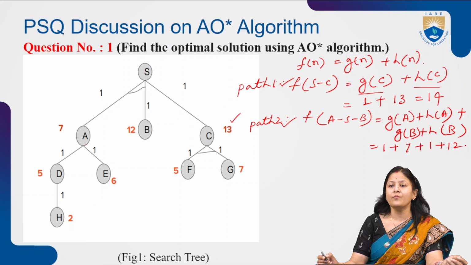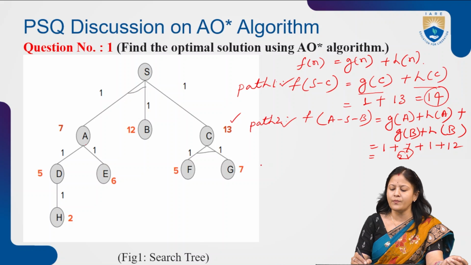The heuristic value of B is given as 12. Then what is the total value here? 7 plus 1 is 8, plus 1 is 9. 12 plus 9 would be 21. Right? So for path 1 we got 12 and for path 2 we got 21.